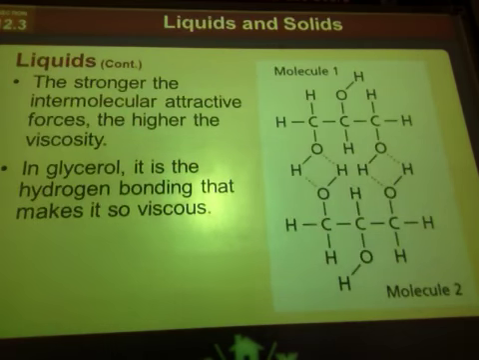Okay, so continuing with viscosity, the stronger the intermolecular forces are, the higher the viscosity. Think about that. If I have intermolecular attractions that are holding these particles closer together, and I have more of them, the stronger the intermolecular attractive forces, the higher the viscosity. That means the stronger the hold on these particles being close together, the more viscous it's going to be.